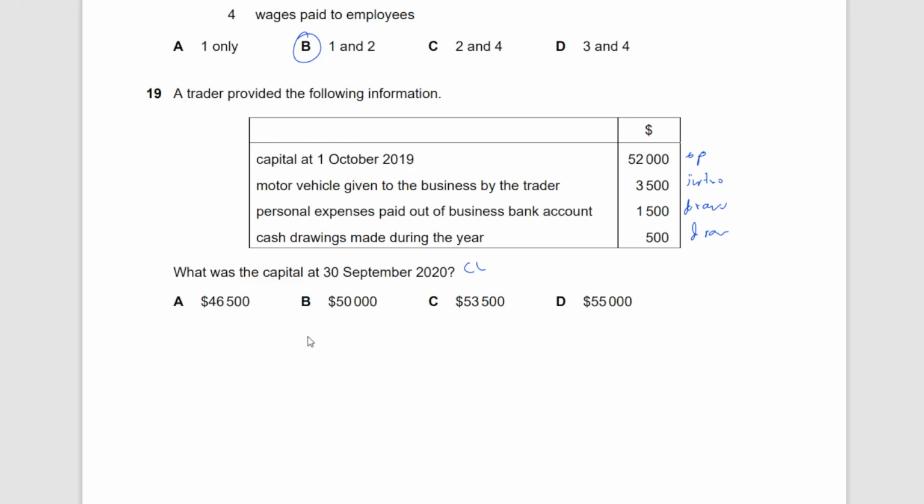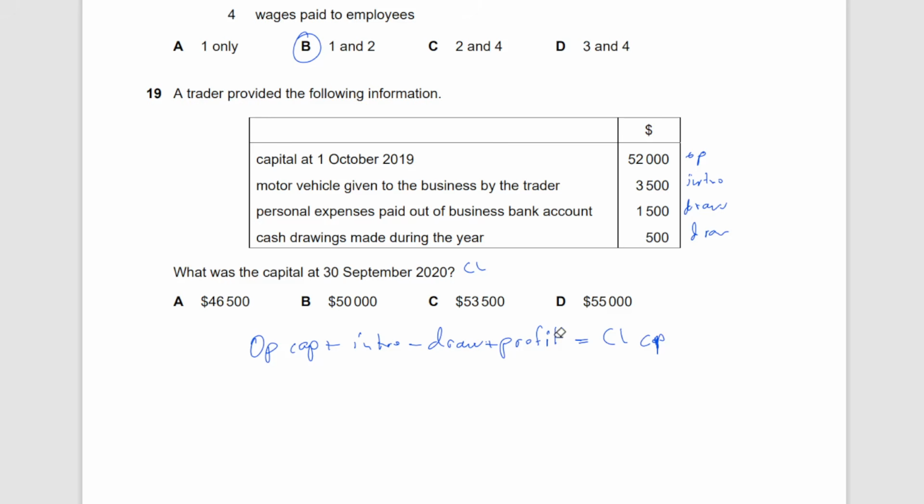So how does that formula look like? It is opening capital, right? That's what we have in the beginning. Capital introduced increases the opening capital, right? So we add the capital introduced. You subtract drawings because they reduce capital. You add profit, and of course subtract losses if there are any. And I think that's it. That equals closing capital, right? So you made all the adjustments to the opening capital, those things that affect opening capital, and then you will get to the closing capital.